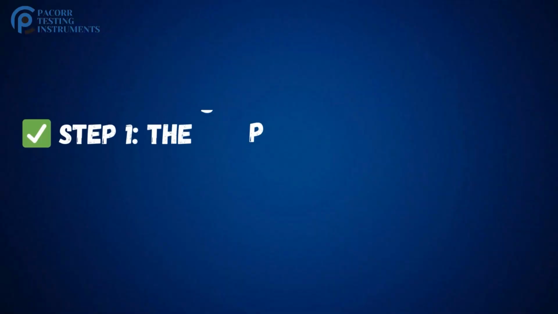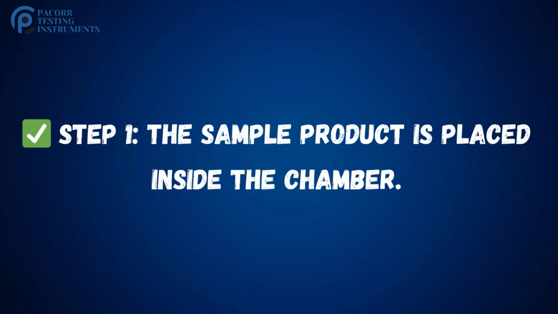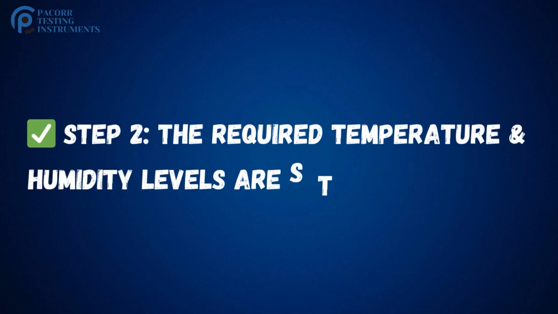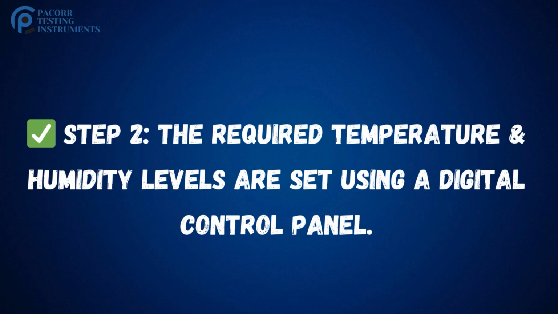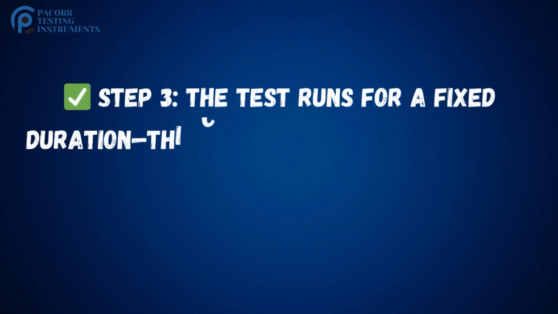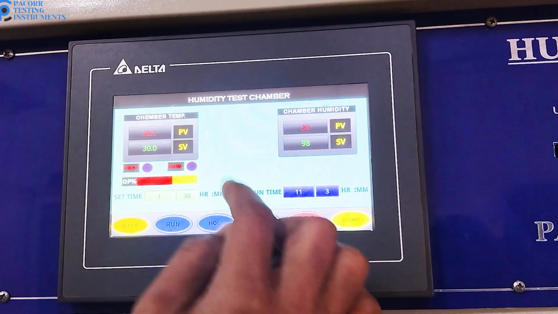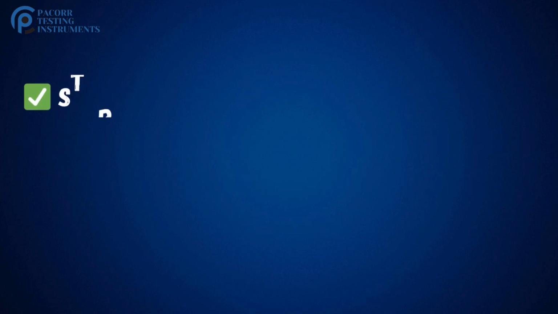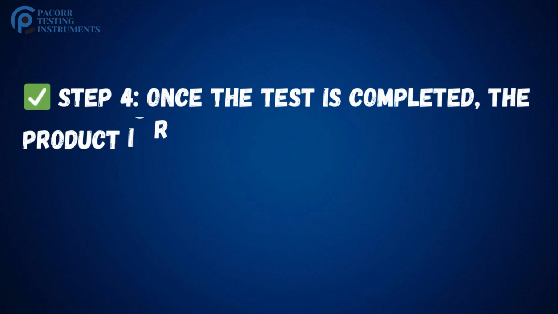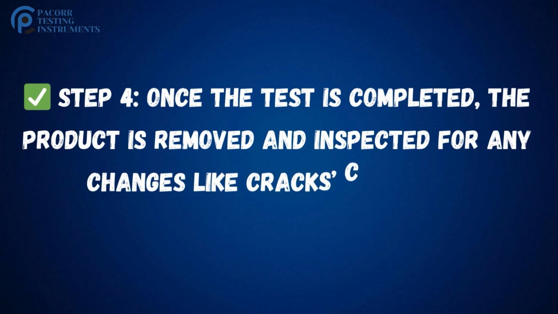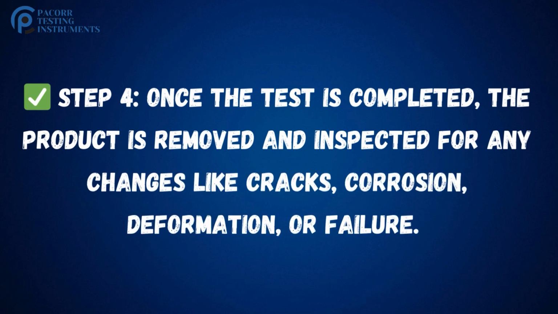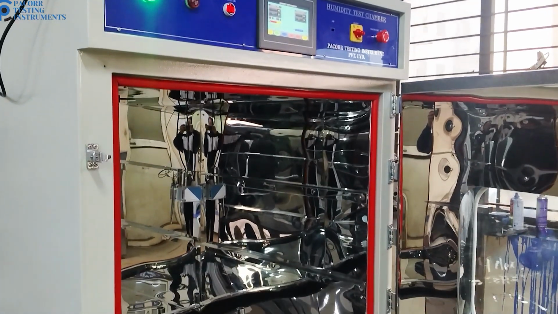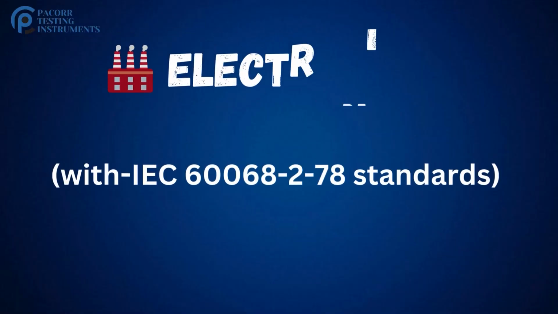Step 1. The sample product is placed inside the chamber. Step 2. The required temperature and humidity levels are set using a digital control panel. Step 3. The test runs for a fixed duration. This could be a few hours, days, or even weeks, depending on industry standards. Step 4. Once the test is completed, the product is removed and inspected for any changes like cracks, corrosion, deformation, and failures.